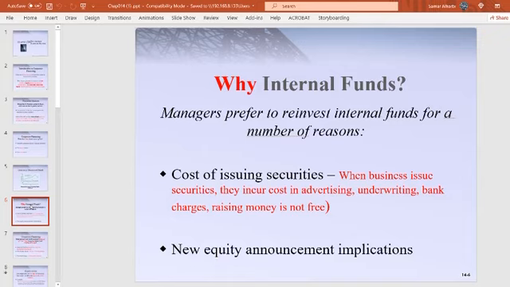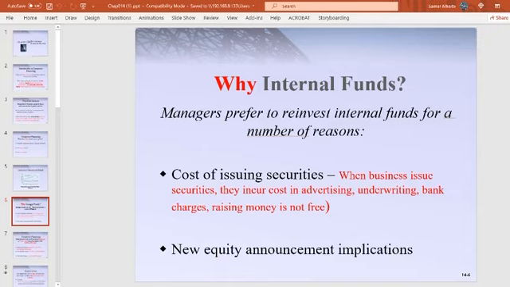Let's start with the first one. Why do we go for internal funds? As I said before, the first thing you think of as a manager is your internal funds. You prefer it. Why? Because the cost of issuing securities is high. If you want to issue shares or bonds or take a loan, this will cost you money. Correct? So the cheapest thing is to use your own money instead of issuing shares.